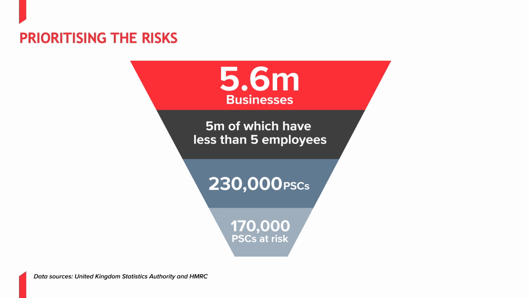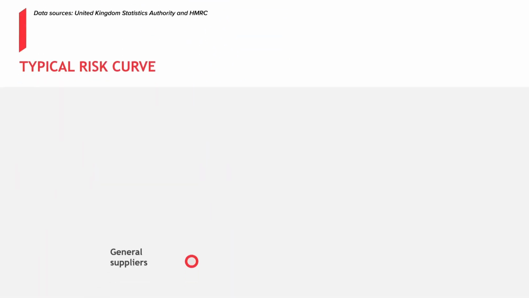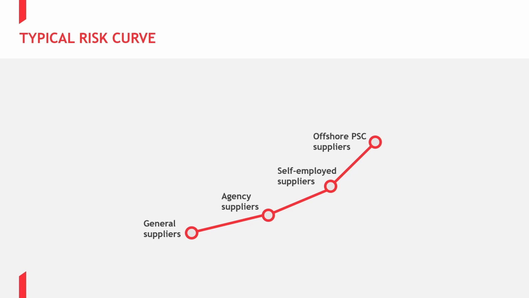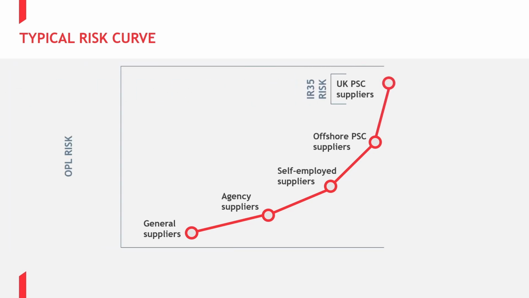So let's look at a typical risk curve. The IR35 risk can move from your organisation to an intermediary or agency if one is in the supply chain, but only if the correct procedures are followed. IR35 doesn't, however, apply to the self-employed, but that's because other legislation applies that poses a PAYE and NIC risk for engagers. For non-UK PSCs, the IR35 risk depends on the residency of the worker.